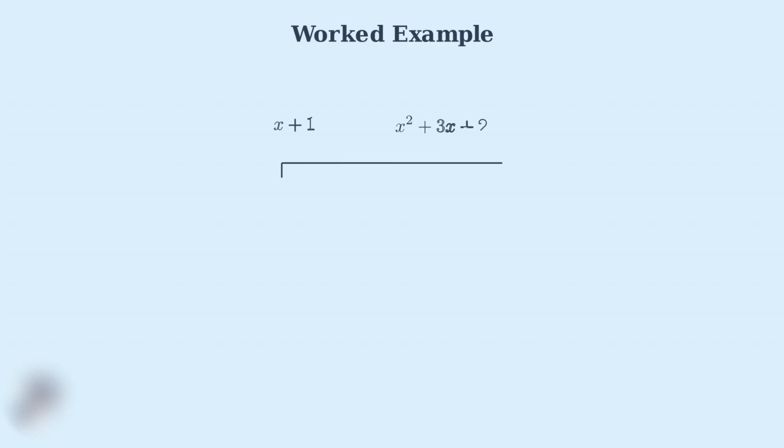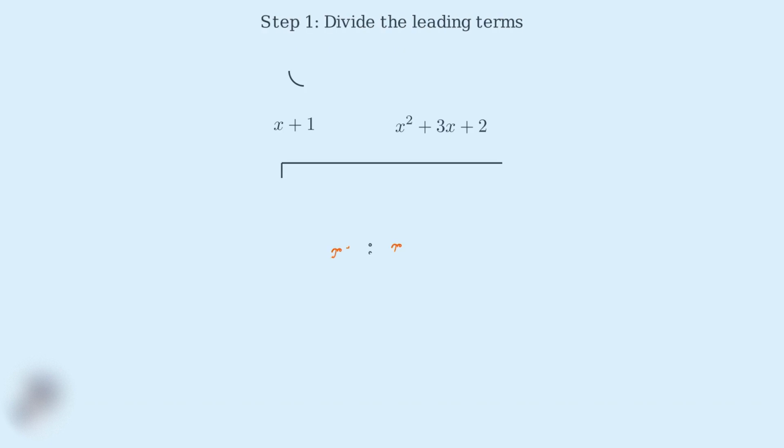First, let's set up our long division. We're dividing x squared plus 3x plus 2 by x plus 1. I'll arrange this in the traditional long division format. Step 1, we divide the leading term of the dividend, x squared, by the leading term of the divisor, x. X squared divided by x equals x. This x becomes the first term of our quotient, which we write above the division bracket.